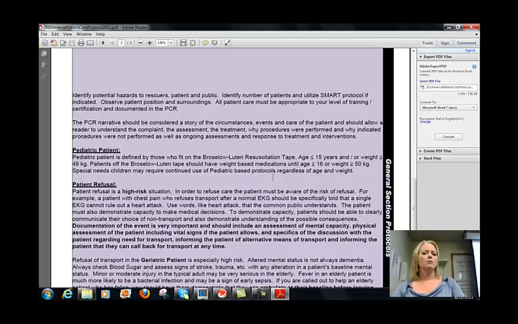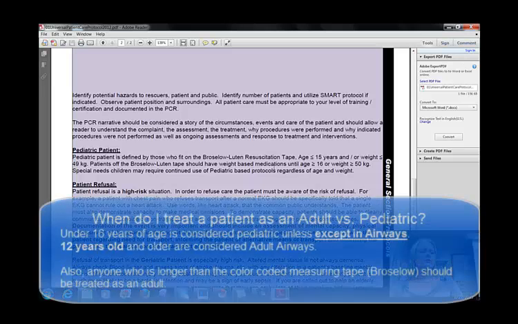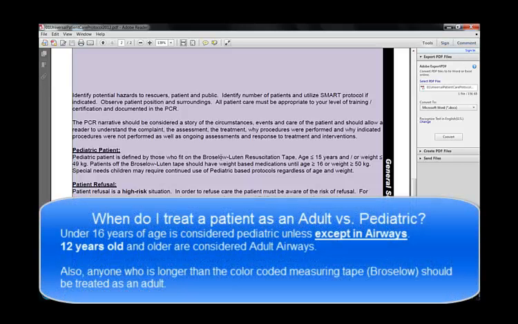For example, patients are considered pediatric if they're less than 16 years of age, unless you're talking about airways, and then it goes down to 12. So a 12-year-old is considered an adult airway. That may be changing within the next year, but for right now, it's 12. Also, kids that are off the Broselow tape are considered adults. So it's just different depending on what protocol you're working on.